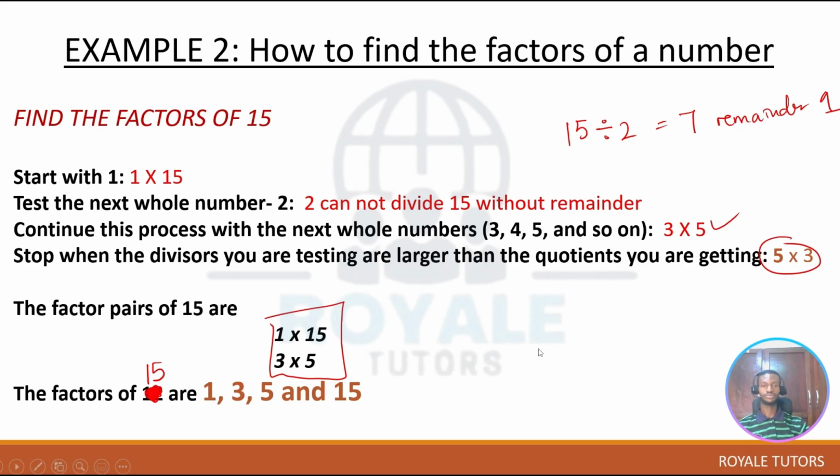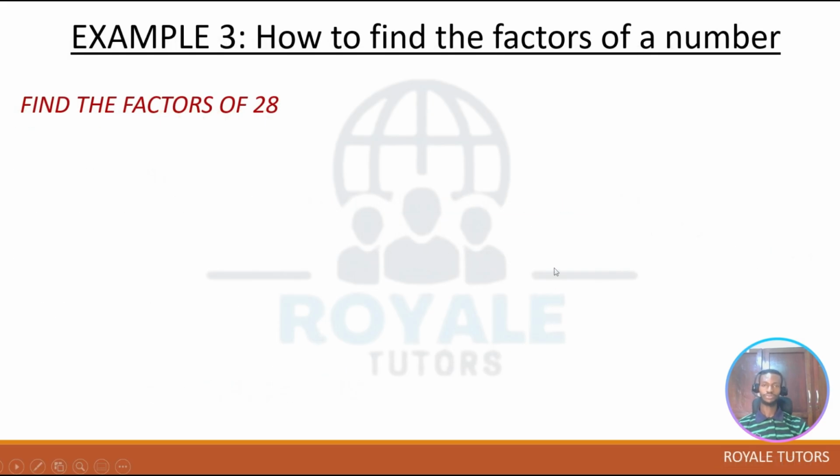So let's continue. Another example, 28. What are the factors of 28? So we start with 1, as is our custom. 1 times 28 is the first factor pair of 28.